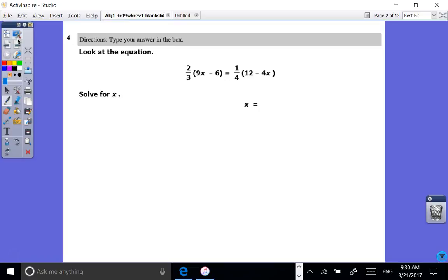Yeah, you start by distributing on both sides, right? And remember, you have a calculator in hand. If any of this arithmetic is tough, you could use it. I'm going to go a little quicker through this. So 2/3 times 9 should be 6, so it's 6x. 2/3 times 6 is 4. 1/4 times 12 is 3. 1/4 times 4x is minus x. So by distributing, we were able to get rid of the fractions. It's not always the case, but in this case we were. Okay, next step.